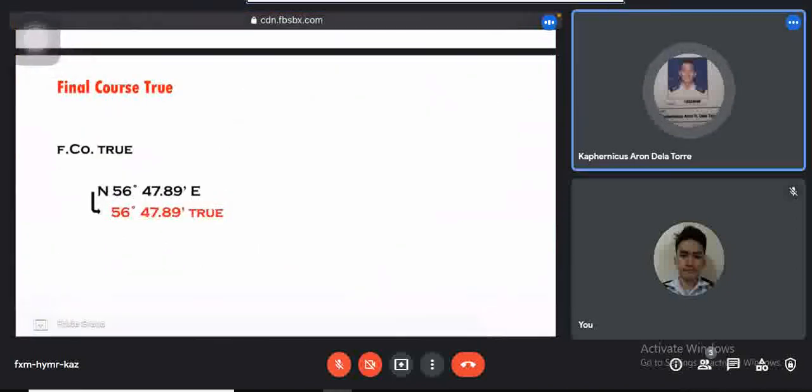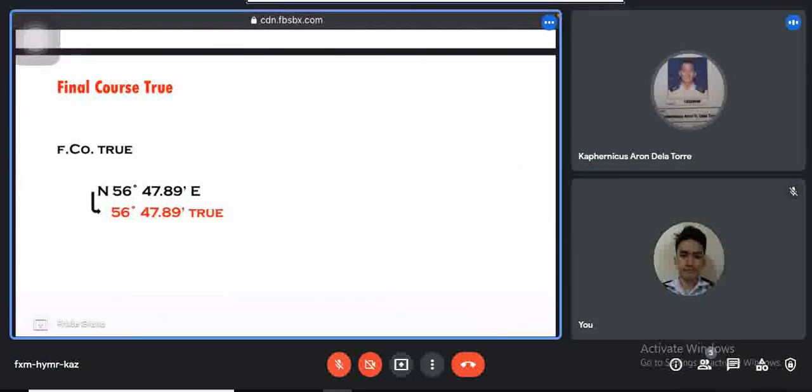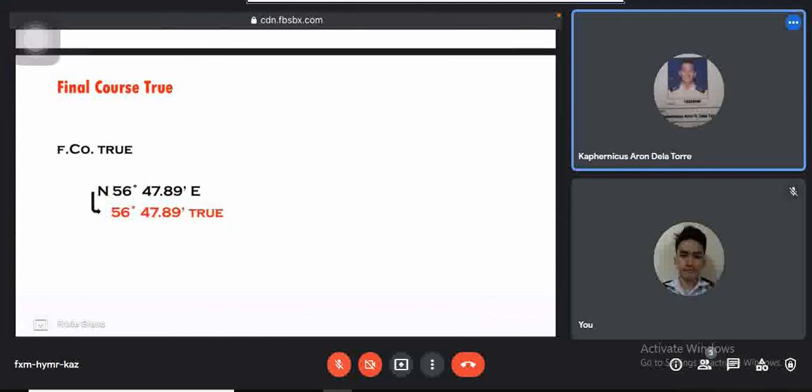After that, the final course true will be 56 degrees 27.89 minutes true, since it falls to the north. So that would be all.